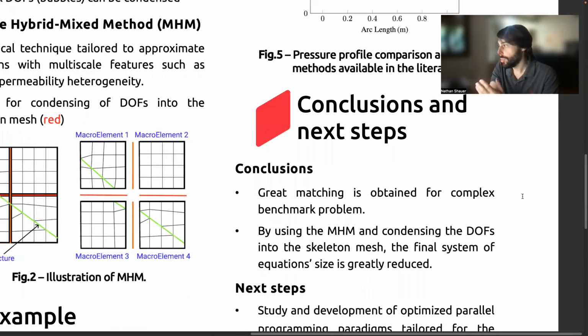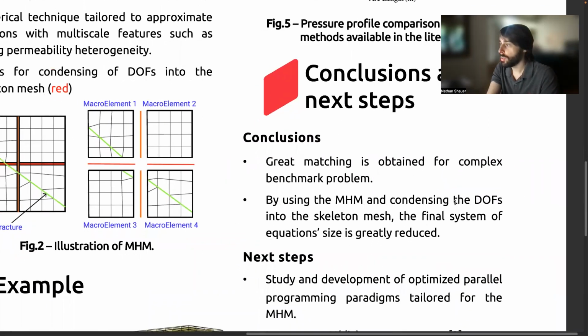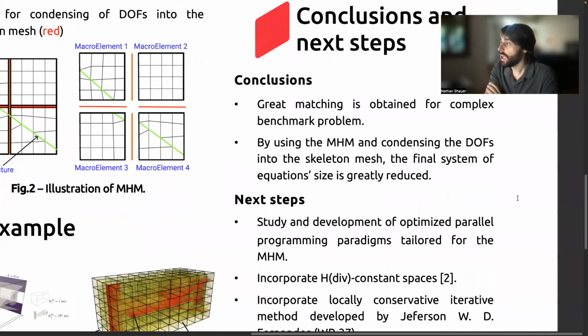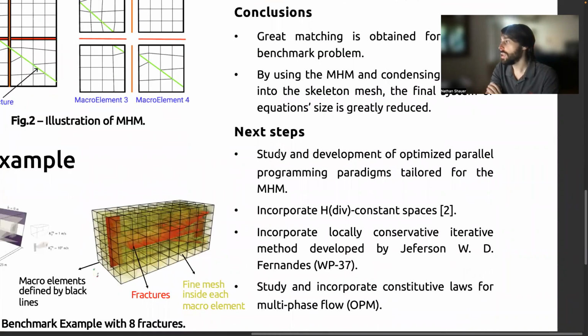So concluding, we obtained a great matching for this complex benchmark problem. And by using the MHM and condensing the degrees of freedom into the skeleton mesh, the final system of equation size can be greatly reduced. And for the next steps, we want to study optimal parallel programming paradigms that are tailored for the MHM. This is because each macro domain of the MHM here can be solved in parallel in a different core, a different processor, and using an optimal parallel programming paradigm for doing so can lead to a great increase in efficiency of the program.